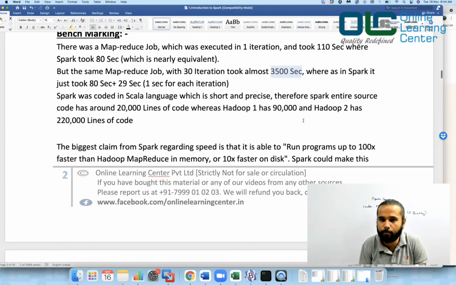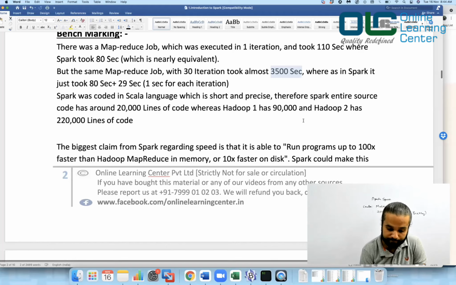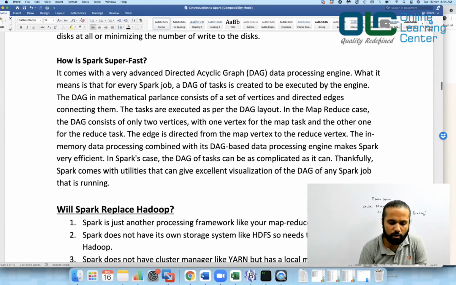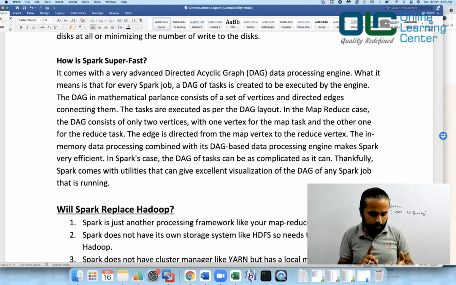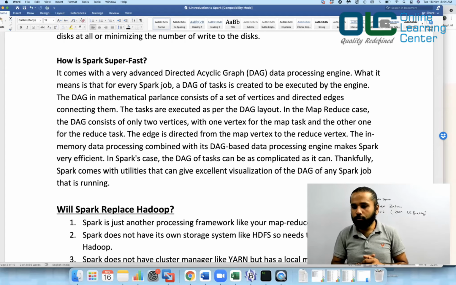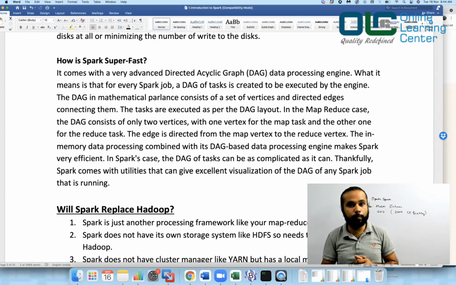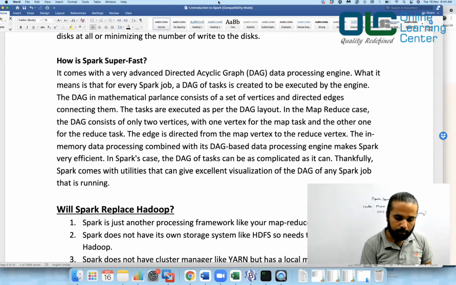So that's one thing. One more thing you get as a benefit when you are using Apache Spark. So how is Apache Spark super fast? As I said, the main reason is in-memory processing. The second reason is that you have the concept of an advanced directed acyclic graph. And what does it mean? See, when you are writing a job in Spark, it basically breaks down that job into a graph.